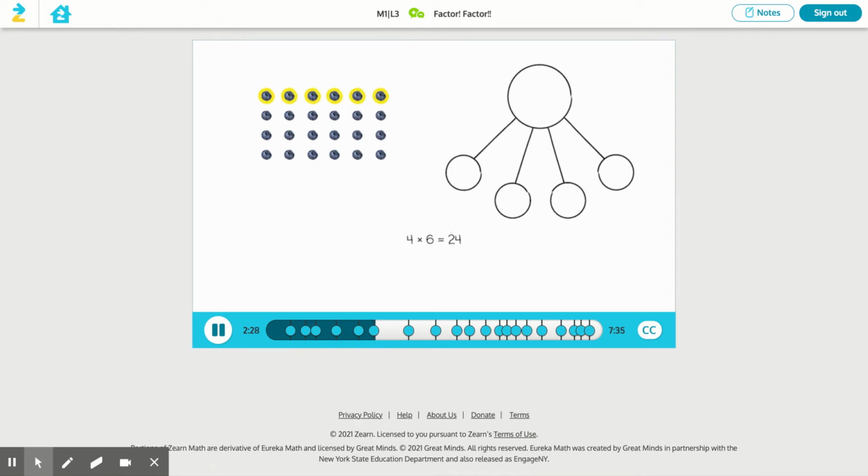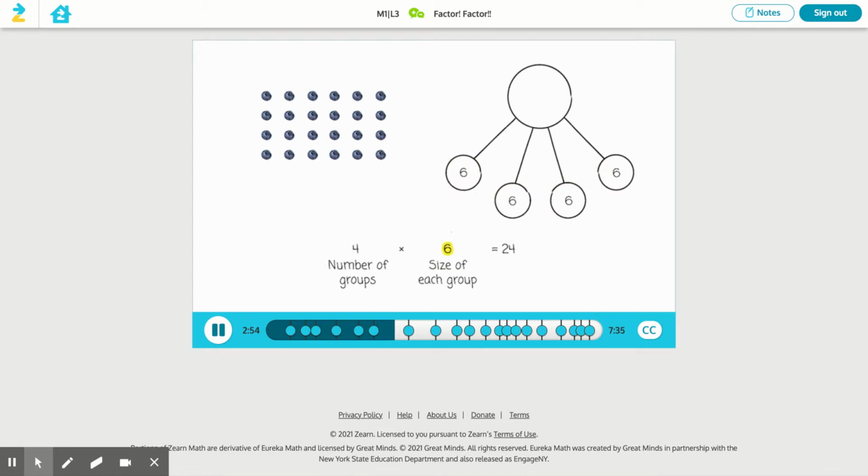Each row has 6, so I wrote 6 in each of the 4 part circles. You got it. Let's look back at the equation. This factor tells us the number of parts in the number bond, 4. Parts are like groups. We can see 4 groups here as the 4 rows in our array, and 4 part circles here in our number bond.